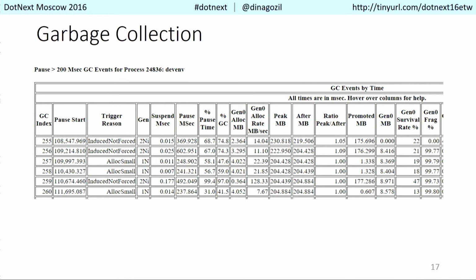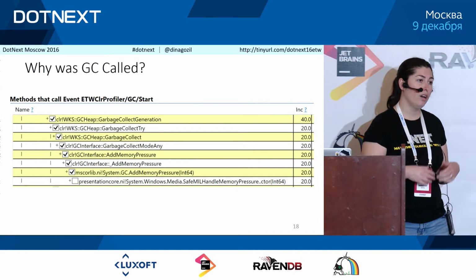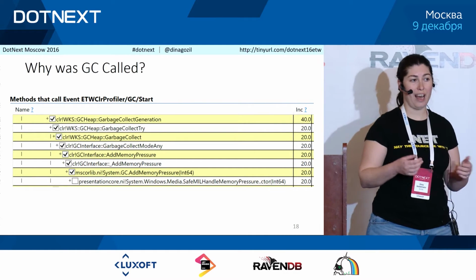Another thing you can get from ETW is information about garbage collection. This is also a screenshot from Purview, and you can see a list here which summarizes all of the garbage collections which happened inside your application. So you can see how long the GC took, how much memory was freed, how much was promoted, and so on. But not only that, you can actually get all the call stacks of where GC happened.